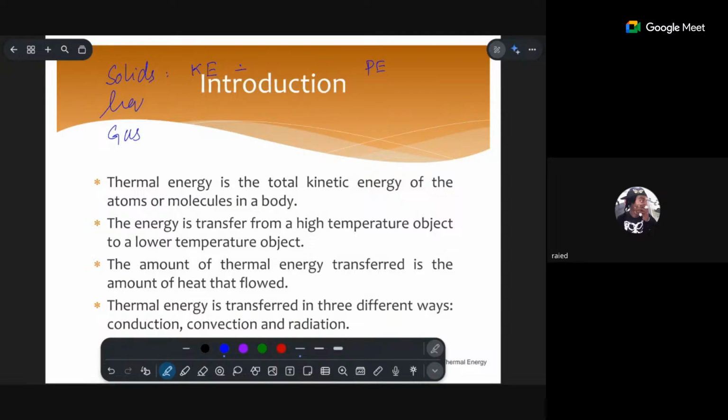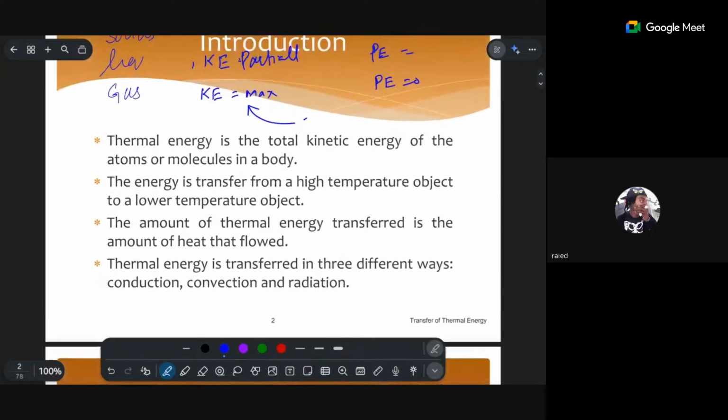So what happens in solids? The kinetic energy is very small, approximately zero, but the potential energy is maximum, so total internal energy is in the form of potential energy. In liquids, partially they have kinetic energy and partially potential energy, so they are 50-50. But in gases, kinetic energy is maximum, and internal energy is mainly in the form of kinetic energy, while potential energy is almost zero, because the molecules are not having intermolecular forces, and potential energy is due to intermolecular forces. That is why this happens.